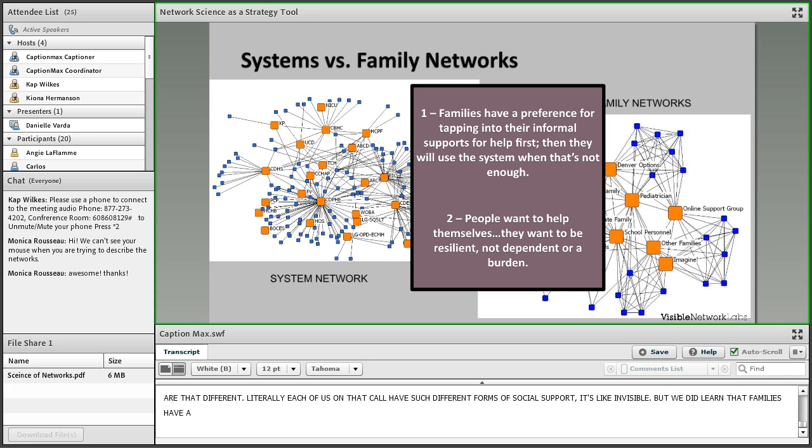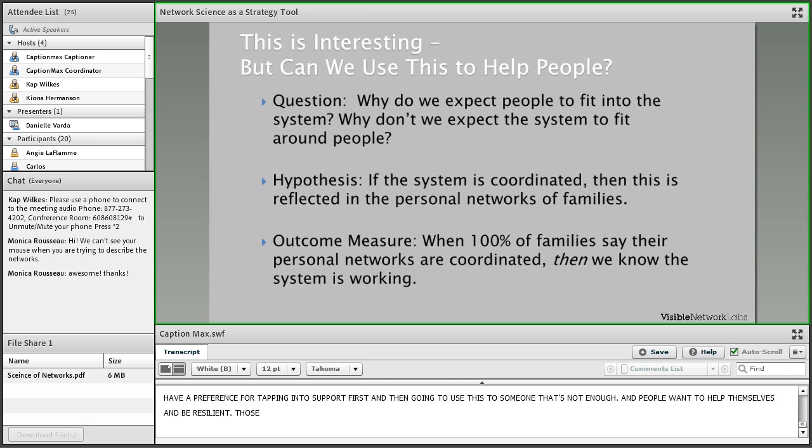So that led us to ask, what are the patterns that we can find? And by disease, by zip code, we could not find a pattern in families' personal support networks, meaning they are that different. Literally, each of us on this call has such different forms of social support. It's like invisible. But we did learn that families have a preference for tapping into their informal supports first and then going to use a system when that's not enough. And that people want to help themselves and they want to be resilient and not dependent or a burden. Those were really strong sentiments that families said when engaging with us on this work.